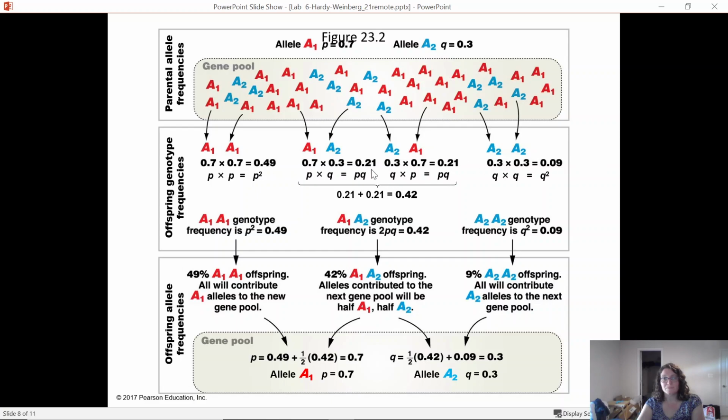Okay. And then you figure out how to find the frequency of the big A's. Big A's are going to be 49%, okay, and half of 42, because half of the big A little a's are big A's, okay, and then again 9%, and then half of that 0.42. You add those together, and you find Q and P.